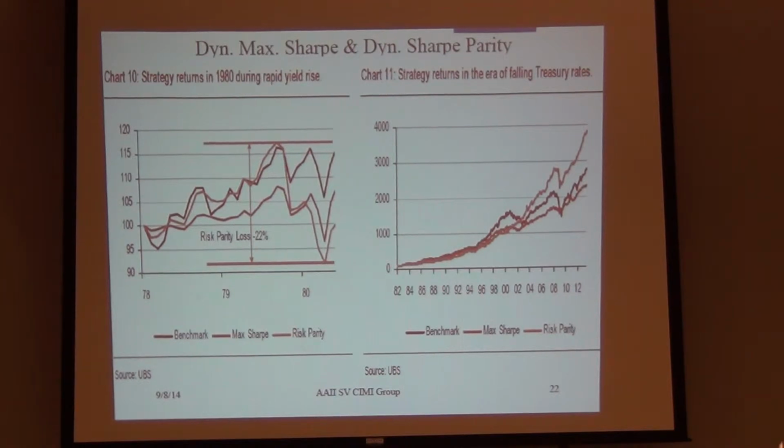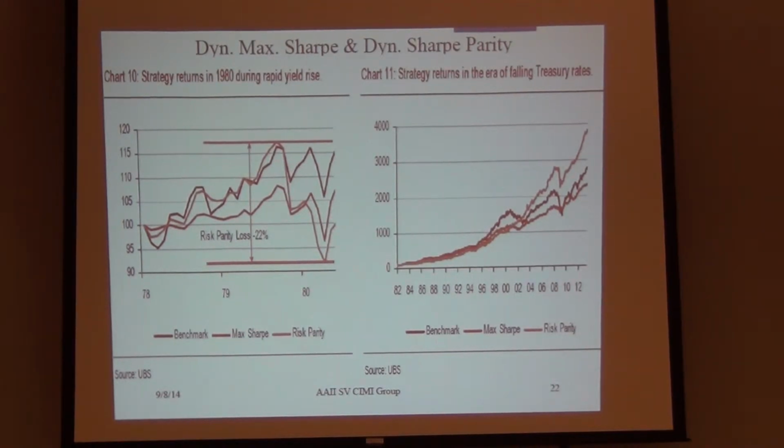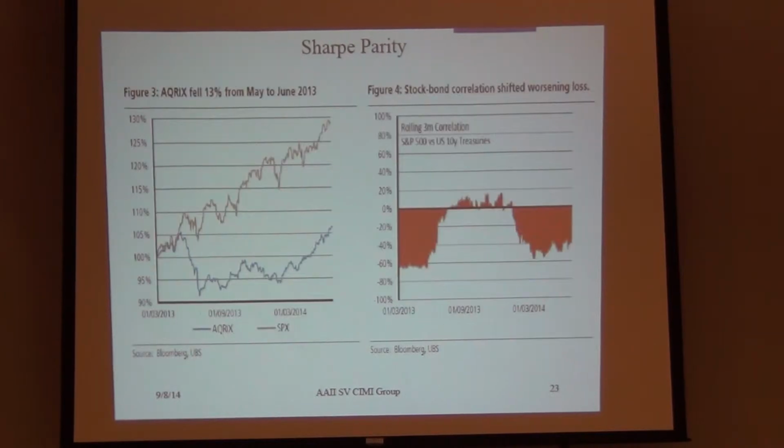Now, why is this important? If you think that we might be in a rising rate environment, MinVar might not want to be the algorithm you use. That's one of the things that they were pitching in this paper. Now, in case you wonder, this couldn't possibly happen.